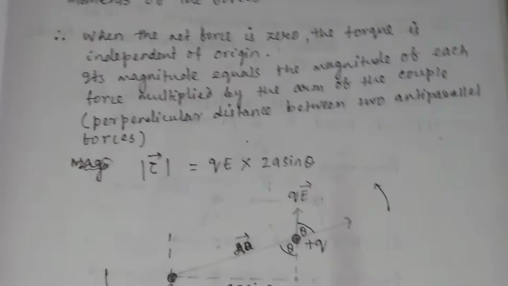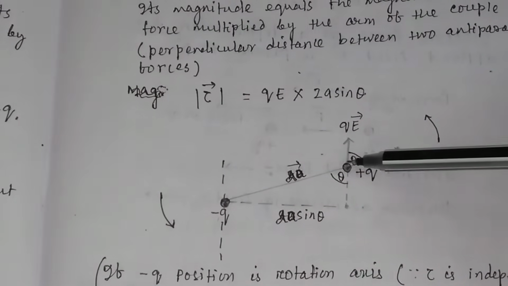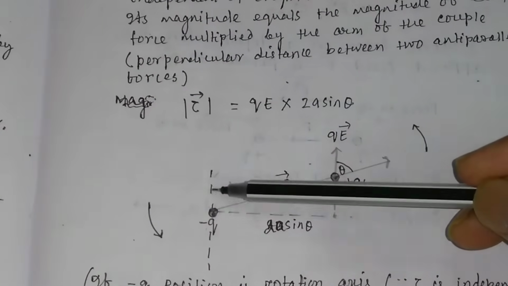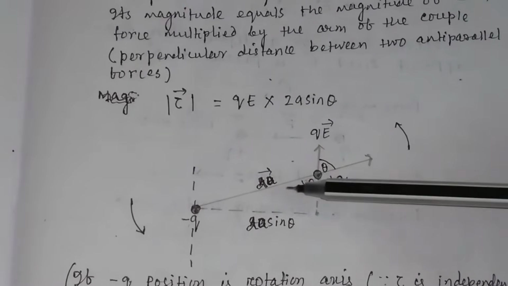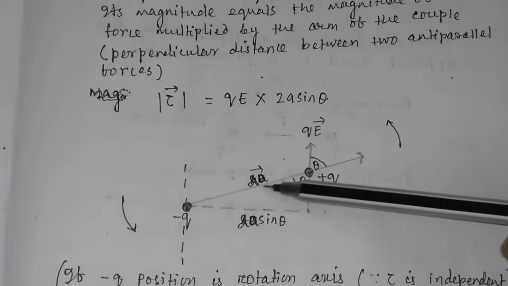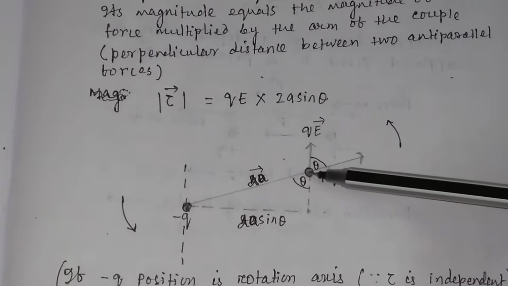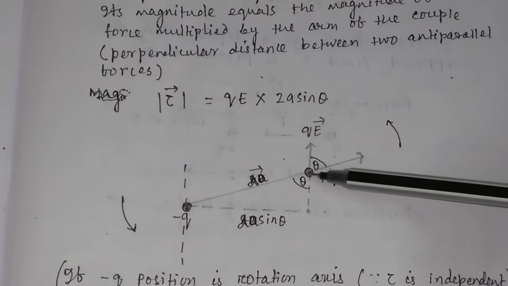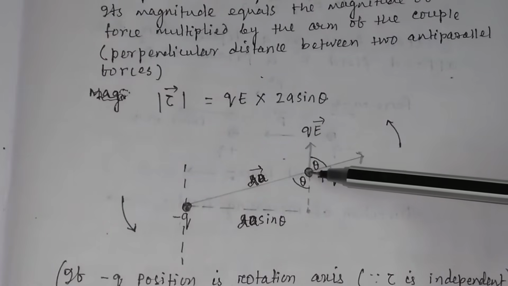How is it 2A sin theta? Let us look at this figure. Suppose this is your dipole and the axis of rotation I have taken from the charge minus q. So from minus q to plus q, this vector is equal to 2A, the dipole length vector. And at the charge plus q, the force is equal to qE. That is the force on the charge plus q.